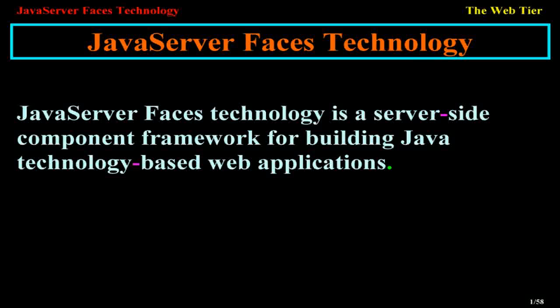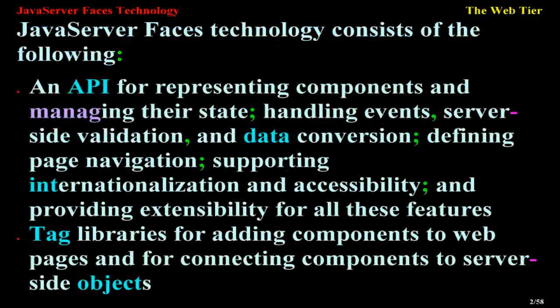JavaServer Faces technology. JavaServer Faces technology is a server-side component framework for building Java technology-based web applications. JavaServer Faces technology consists of the following: an API for representing components and managing their state, handling events, server-side validation, and data conversion, defining page navigation, supporting internationalization and accessibility, and providing extensibility for all these features.